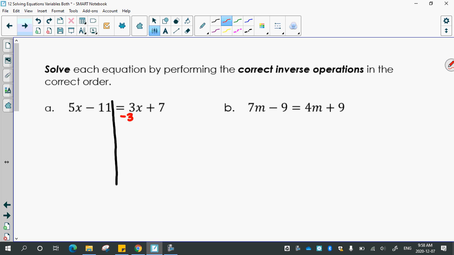Subtract 3x, because that creates a zero pair here. But then I have to do it, line it up with the x on this side. Okay? So 3x minus 3x is your zero pair, so those are gone. 5x subtract 3x is 2x. I still have the minus 11 equals 7. Okay? Now you've got your x's together. So you've turned it into a question that we're familiar with. The x is only in one spot now. So the side with x tells you what to do. You want to undo adding and subtracting first. So add 11 to both sides.